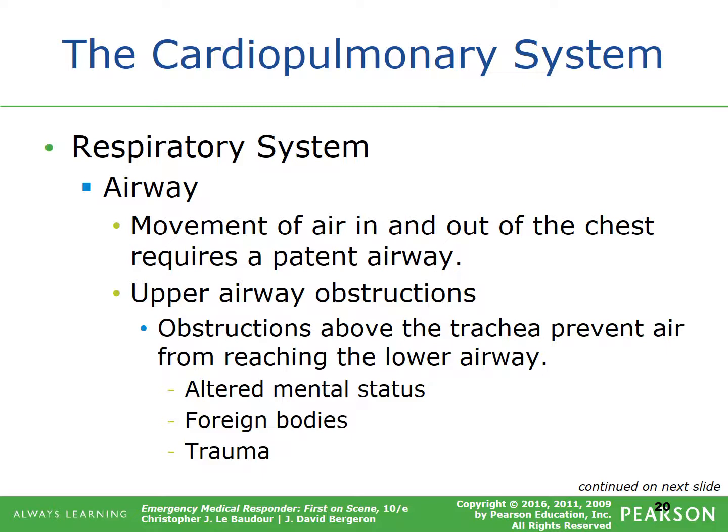Upper airway obstructions occur above the trachea, preventing air from getting to the lower airway. The most common cause is the loss of airway muscle control, which results in relaxation of the pharynx and soft tissues of the upper airway, leading to obstructions. Foreign bodies, also referred to as choking, also frequently cause upper airway obstructions, as does swelling from burns or trauma.